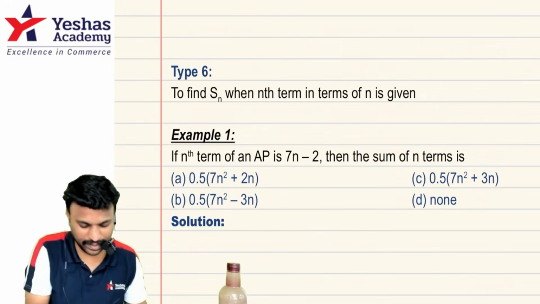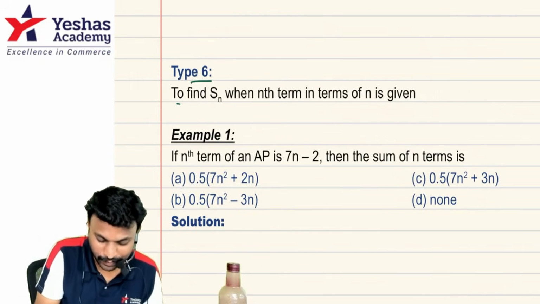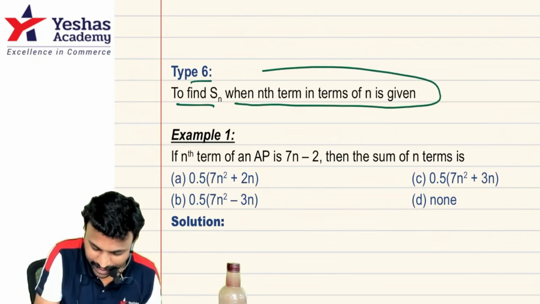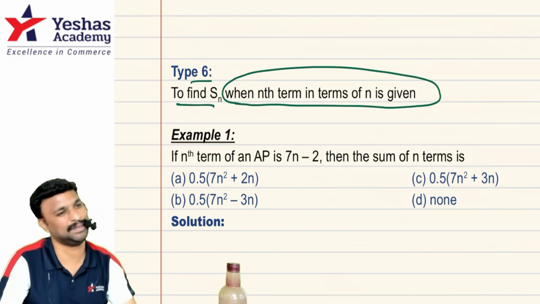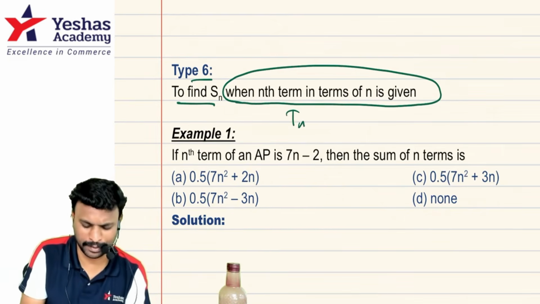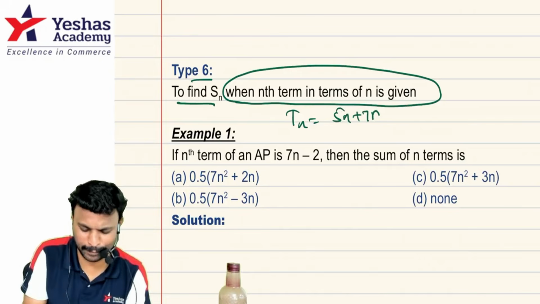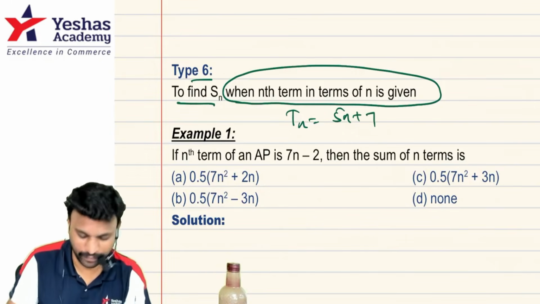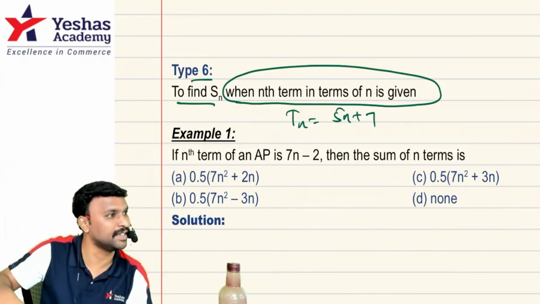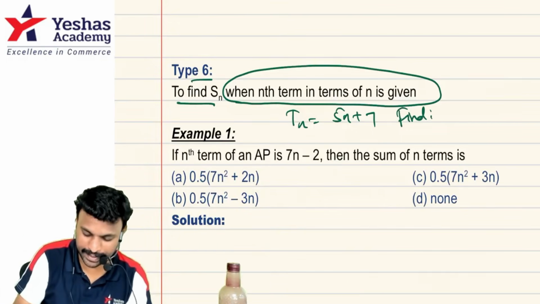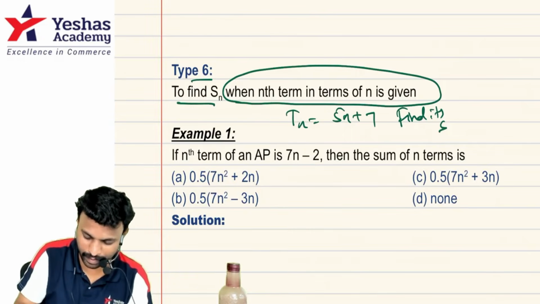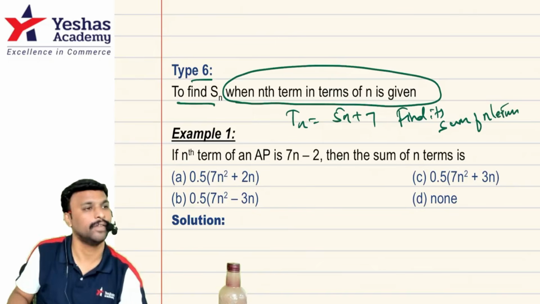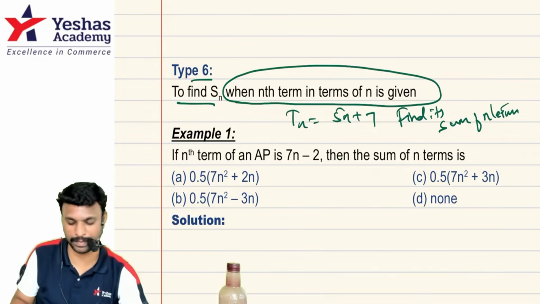So, please have a look at this. Type 6, what is it? To find Sn, when the nth term is given in terms of n. They'll give you Tn. Tn is equal to 5n plus 7. Find its sum of n terms.